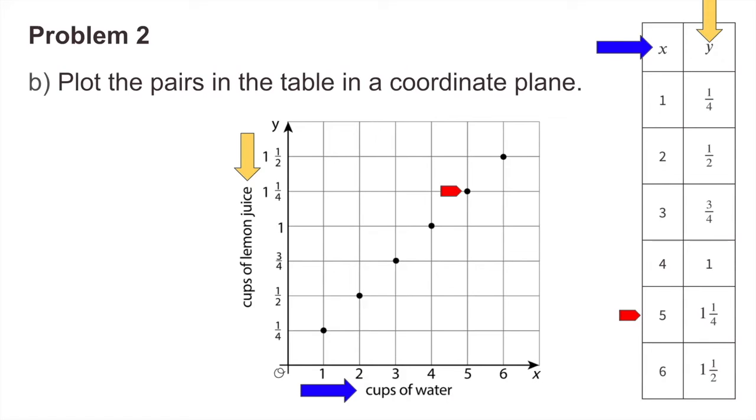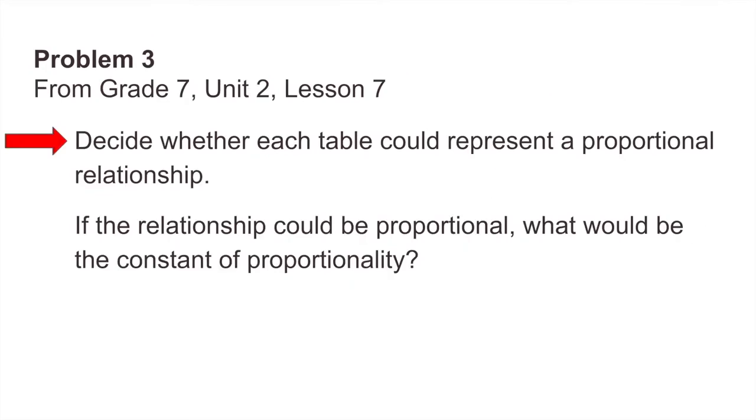5 cups of water, 1 1/4 cups of lemon juice, and 6 cups of water, 1 1/2 cups of lemon juice. Now that I plotted the pairs on the table, you can see that it's a proportional relationship because they make a straight line.